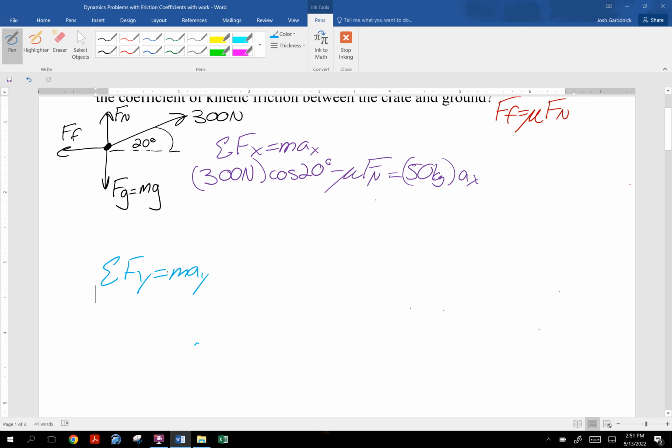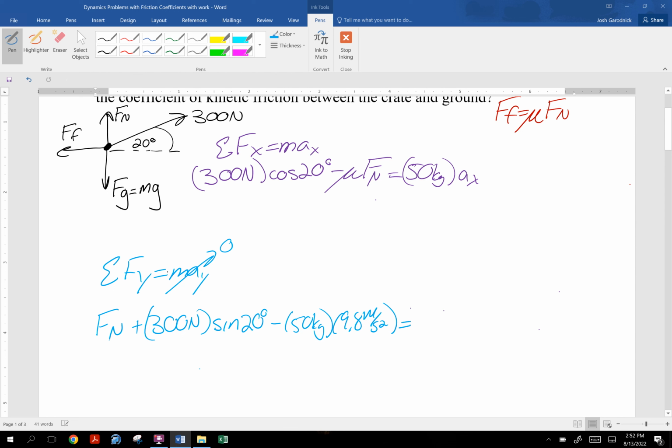However, this is a crate sliding across a floor. Odds are it's not accelerating vertically unless we make this challenging and put this object in an elevator that's accelerating vertically while the object slides across the floor. We won't go there. So we'll do a little Fn is up, 300 newtons acting at an angle of 20 degrees. And gravity, which is negative mg, the mass I believe is 50 kilograms times 9.8 meters per second squared.